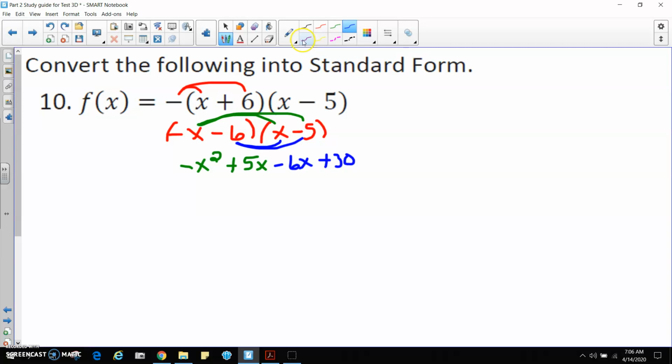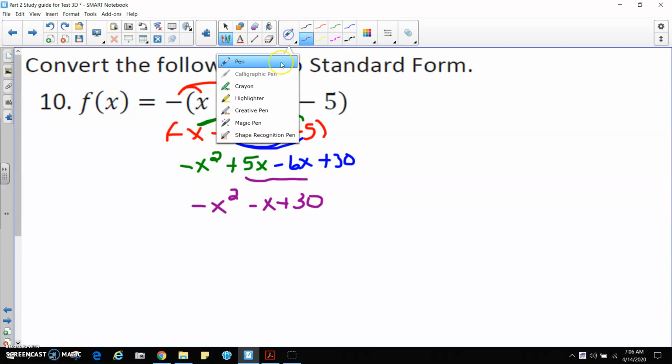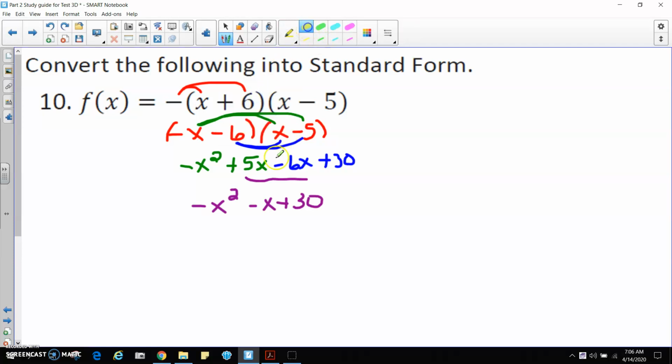And now we're going to combine like terms. What are the like terms? It's a positive 5x and a 6x. So it's going to give me negative x squared minus, because a positive and a negative you subtract, keep the sign of the larger. And then it's plus 30. Any questions there? Hopefully you get it.